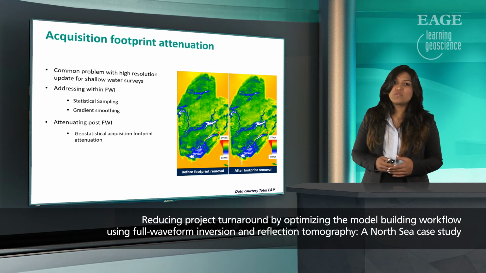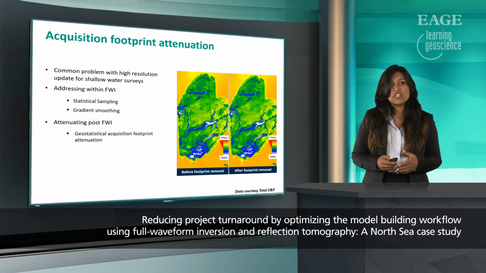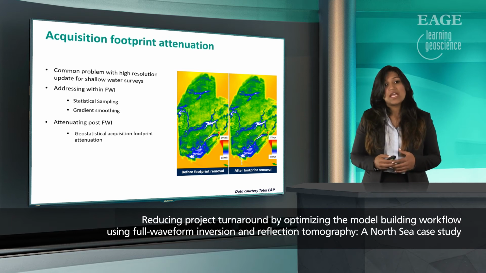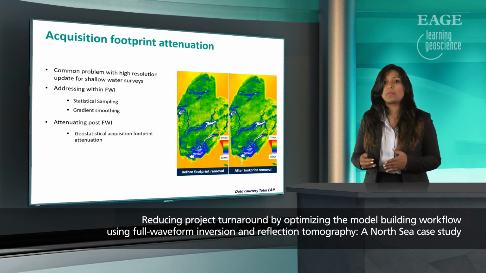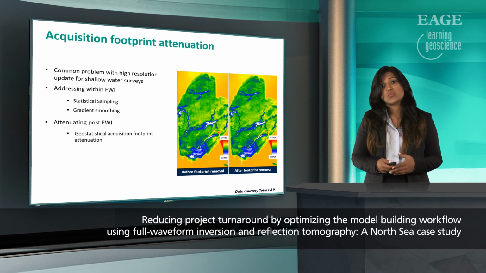One of the common problems with the high-resolution update for shallow water surveys is the leaking of the acquisition footprint into the velocity model update. There are a few ways to address it. First, within FWI, using statistical sampling or increasing your gradient smoothing. In this project, we also looked at attenuating it post full waveform inversion using a statistical acquisition footprint attenuation method. And as you can see from the velocity depth slice here, the method has worked quite well and without any loss of resolution.